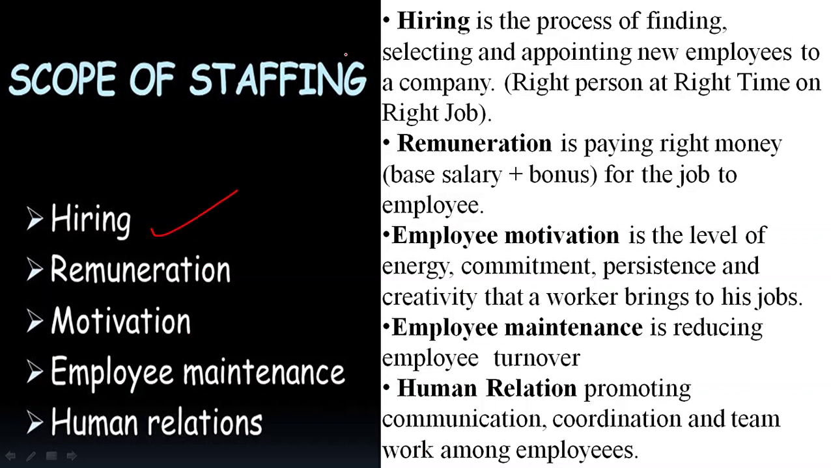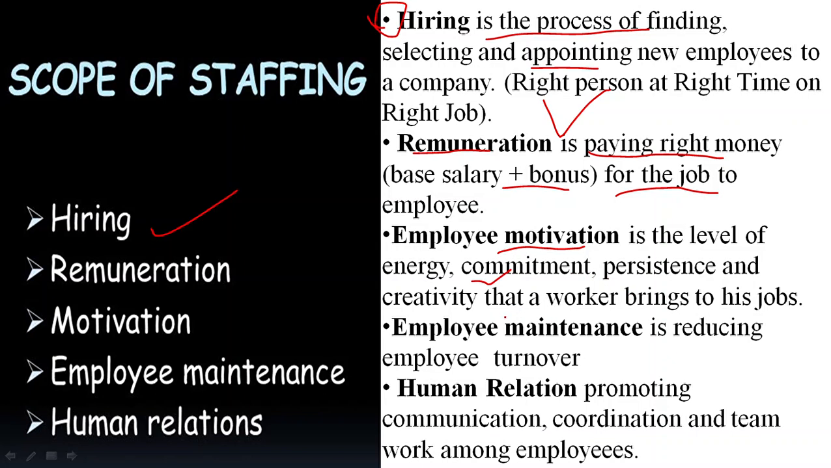So all those activities: hiring, which includes recruitment and selection. It is basically a process of finding the prospective employees, selecting the best one who is the right one to do the right job, and appointing them. So that is all about hiring. Then comes the remuneration, deciding their salary. You need to pay them the right salary for the kind of job they are in. Then you need to motivate them as well. Employee motivation means they are persistent, they are committed, they are giving their best, so you need to ensure that.